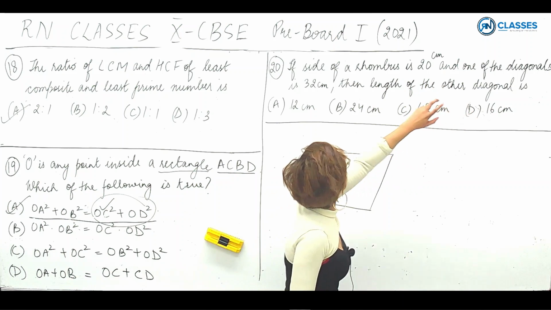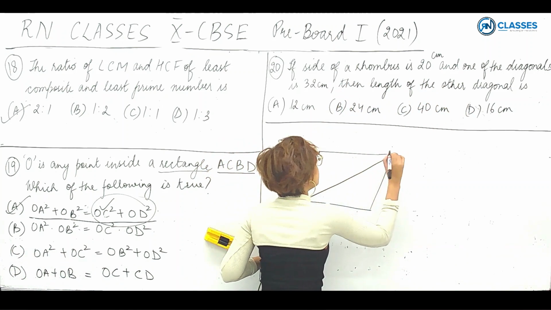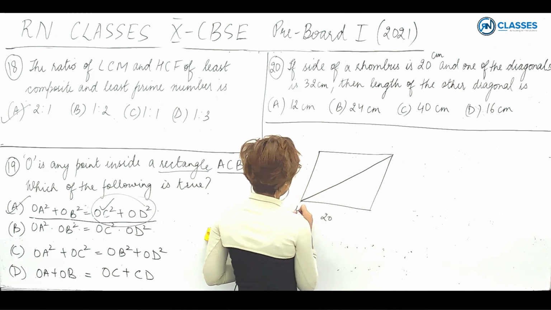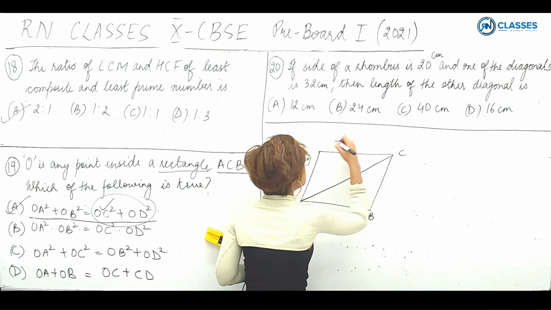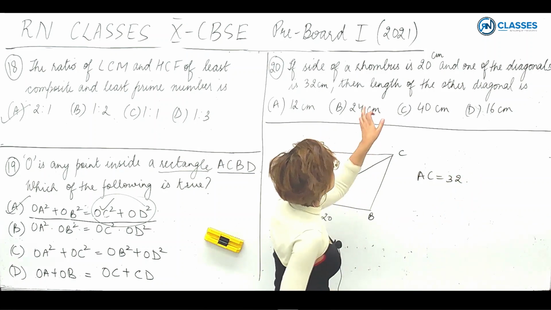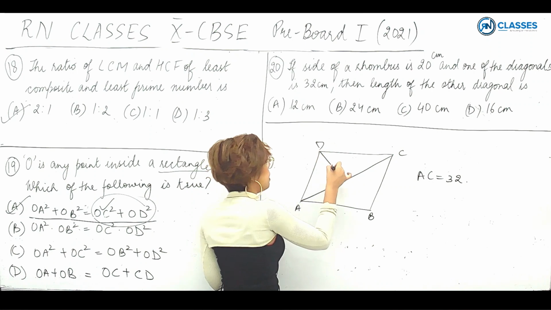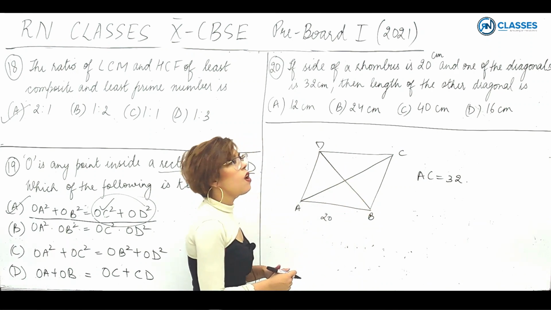And one of the diagonals is 32 centimeter. One of the diagonals. Suppose this diagonal is 32. Entire. So let me name this A, B, C, D. And I know that AC is equal to 32. Now he says then the length of the other diagonal is. Other diagonal as in DB. Right? Now it is a rhombus.